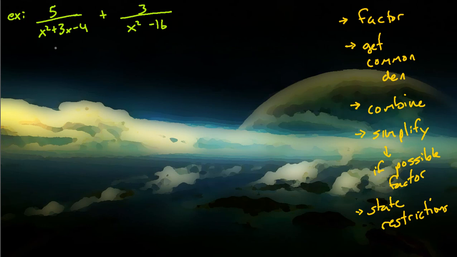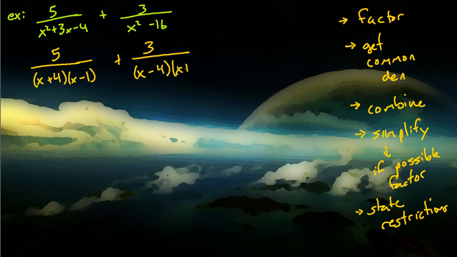So we are going to factor. So we have 5, and we'll factor this. That's going to be (x + 4)(x - 1) plus 3 over, factor this, (x - 4)(x + 4). And now we need to identify our common denominator. Our common denominator, let's see, I have an x + 4. So let's go ahead and write that, x + 4. I also have an x + 4 over here, but I already have written it. I don't need to write it twice. I've taken care of it.